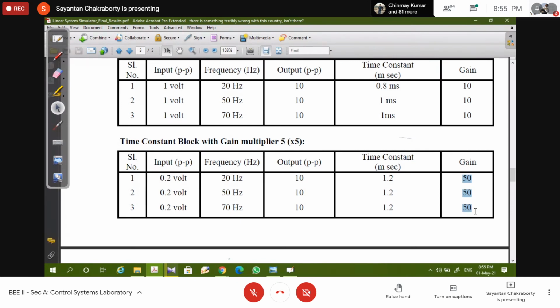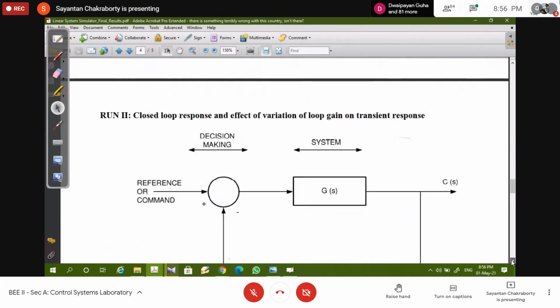So what we're doing here, we're studying the open loop response of an integrator circuit. Then we've studied the open loop response of a first order time constant. And then we've calculated from the experimental study the gain and the time constant of the time constant block and the gain of the integrator block, right? Using this linear system simulator. Next, we should move on to the closed loop response.